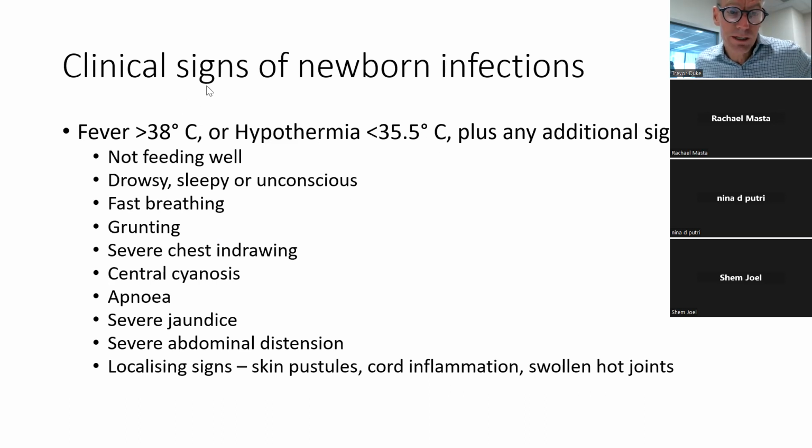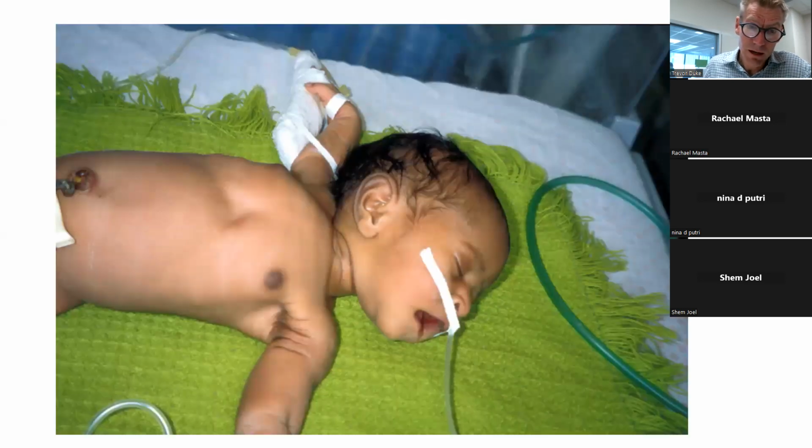Remember, I said if you think about the clinical signs of newborn infections being a baby who has a temperature, a fever or hypothermia, plus any additional sign that indicates a serious infection, and that could be a serious problem with their conscious state or severe respiratory distress, or severe jaundice, or abdominal distension, or localizing signs, those features would be consistent with early or late onset neonatal infection. I just want to show you some photographs now of these signs.